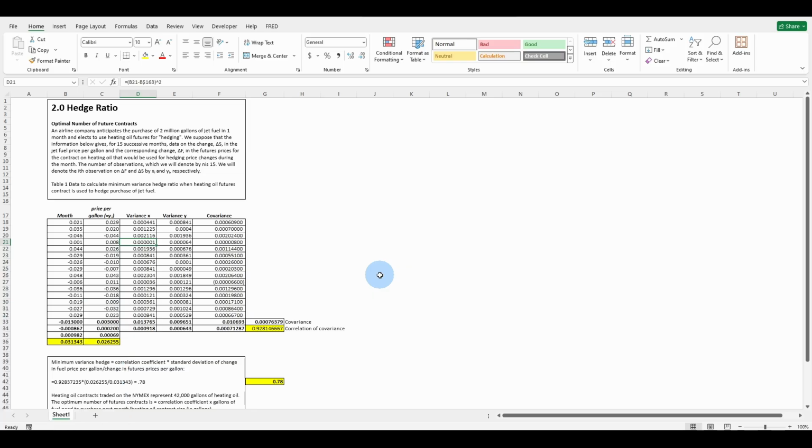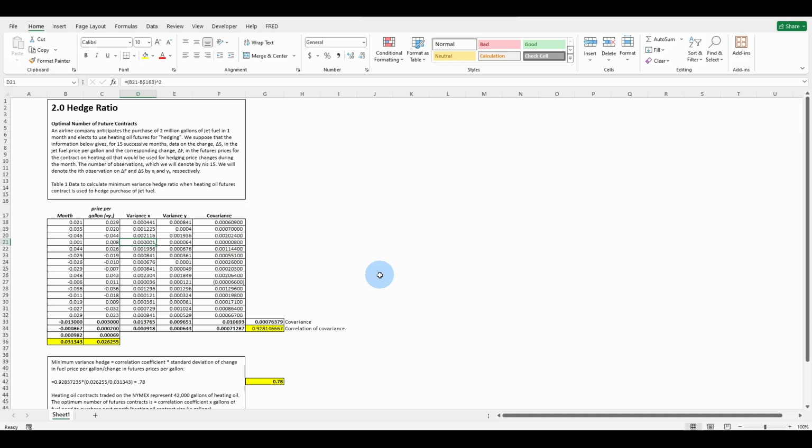An airline company anticipates the purchase of 2 million gallons of jet fuel in 1 month and elects to use heating oil futures for hedging. We suppose that the information below gives, for 15 successive months, data on the change of S in the jet fuel price per gallon and the corresponding change in futures prices for the contract on heating oil that could be used for hedging price changes during the month.